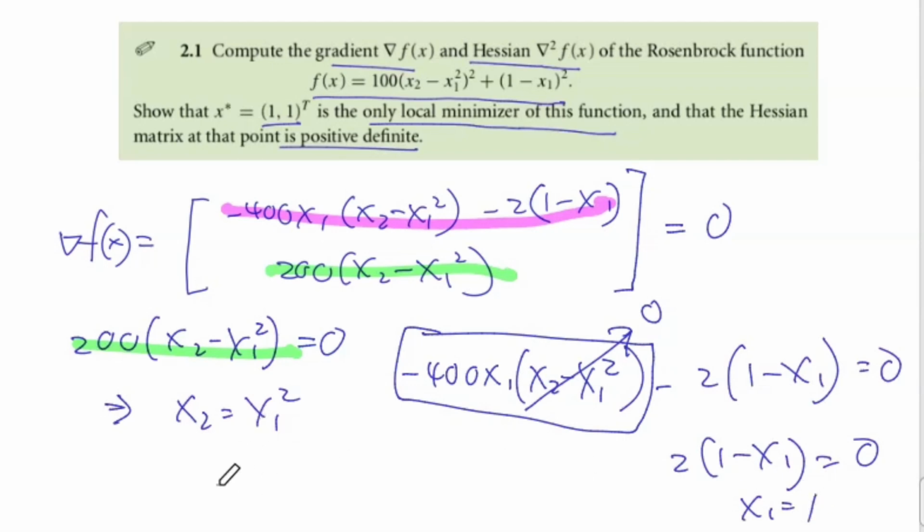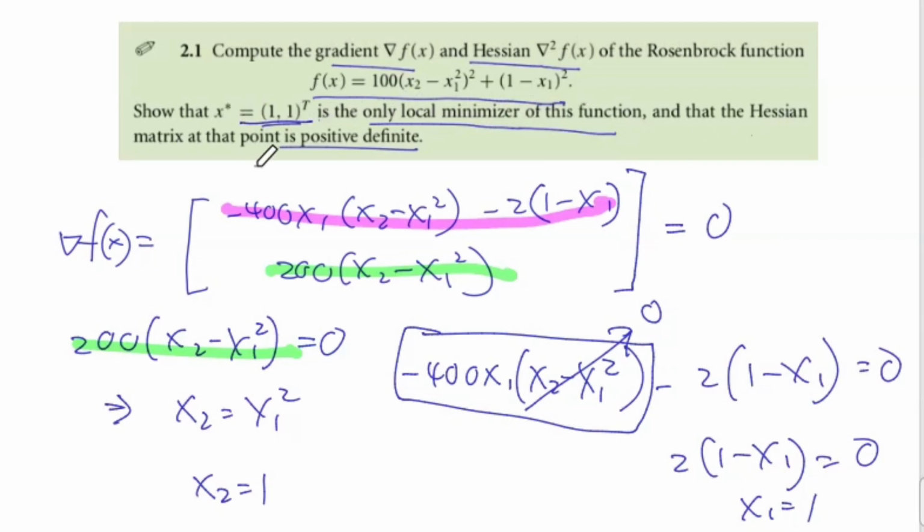We come back to here, x2 is also equal to 1. That means the only chance to have a local minimizer is at x1 equal to 1, x2 also 1, because we need to have 0 gradient at the local minimizer. So this is the answer for this one. We have proved that this is the only local minimizer.